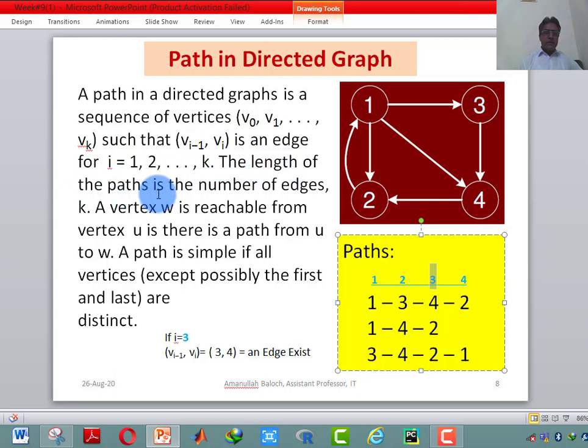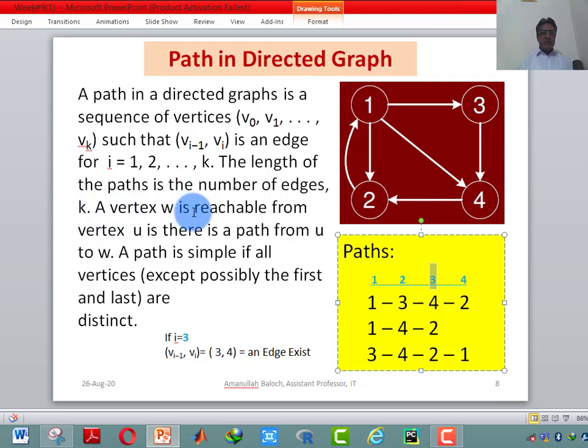The length of the path is the number of edges k. So in this path there are 3 edges, while in the path from 1 to 4 and 4 to 2, 2 edges exist. In the last path, 3 to 4 is one edge, 4 to 2 is another edge, and 2 to 1 is the third edge. So 3 edges exist, and the length of the path is 3. The length of the path is the number of edges k.